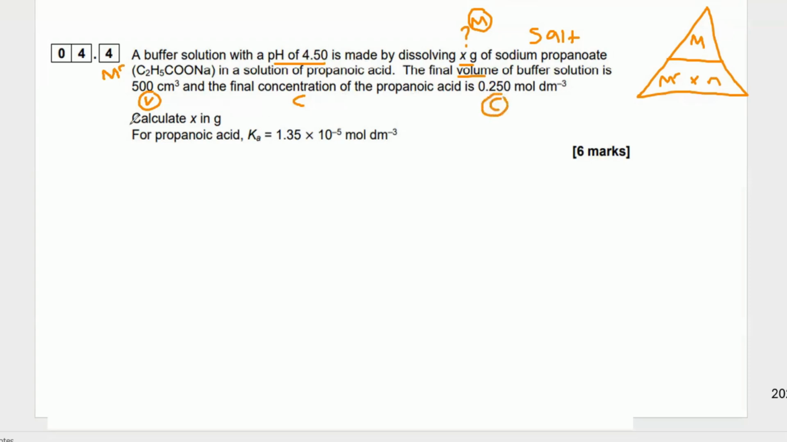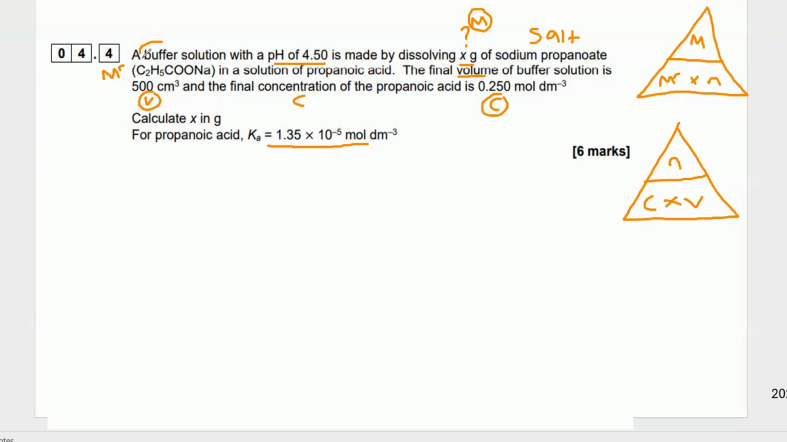So the moment you see V and C, you should work out in your head, hey, I know I've got to use this. Now, even if you fluff your lines here and you're completely baffled because you haven't worked through lots of buffers packs and got yourself used to this, once you can identify those key things, you should be able to pick up marks for working out several of these equations. Okay, and the final bit of info, we've been told the Ka for propanoic acid.